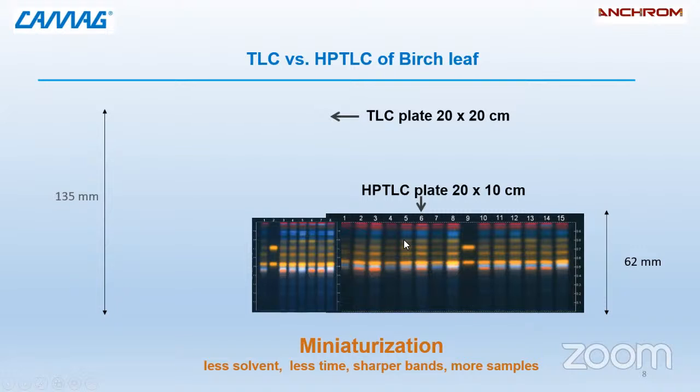And you can see that we have got much better resolution than 20 by 20 centimeter plates. Band separation is good. Bands are much sharper, and we have got nearly the same results as that of a 20 by 20 centimeter plate. And these 20 by 10 centimeter plates require less solvent. Only 20 ml solvent is required. We can complete the analysis in less time because the development distance is less, only 62 or 70 millimeter. We have got sharper bands, and at the same time we can apply more number of samples.